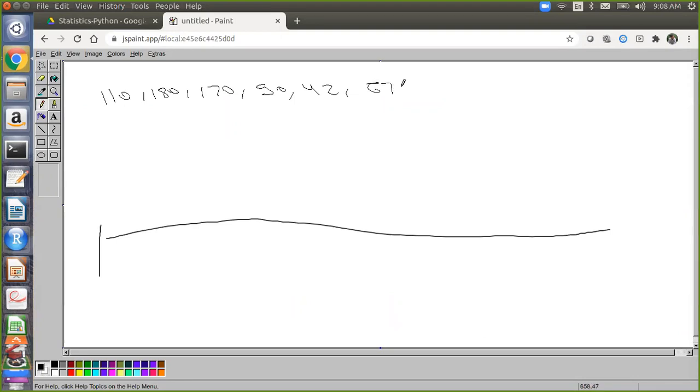Somebody has started sharing their screen and writing onto my screen.